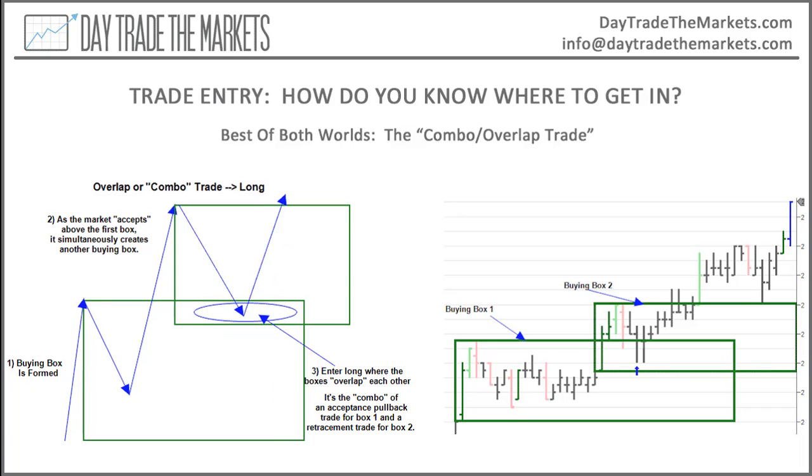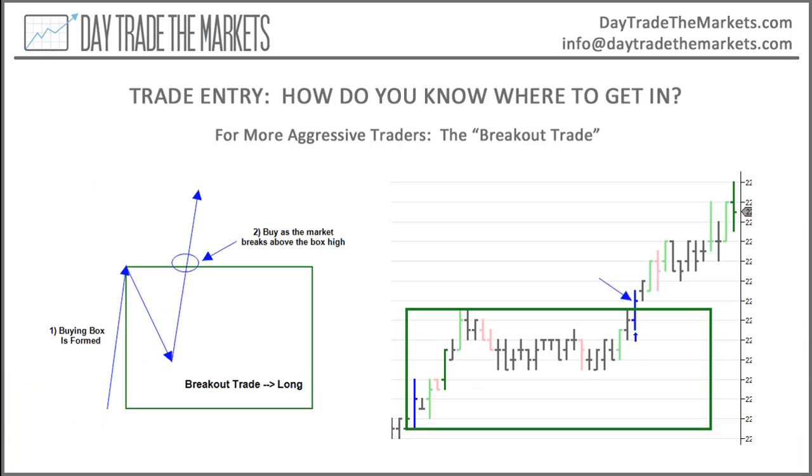Here's an example. Again, here's the buying box 1. Here's buying box 2. The combination area here where they overlap is a really good spot to be a buyer. Call this the combo or the overlap trade again. So hopefully that makes sense.